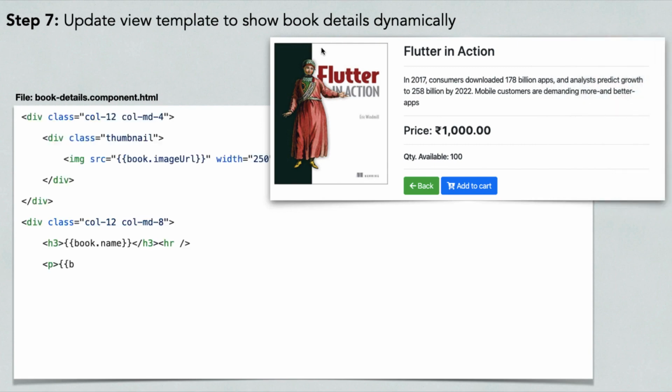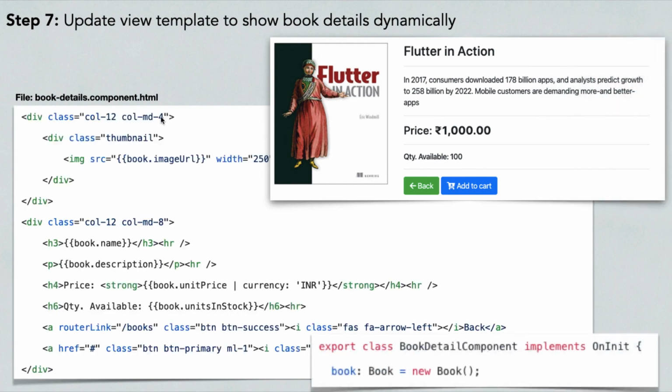And the last step is to update the view template to show the book details dynamically. So within the book details view template, we're going to make use of the Angular interpolation to display the book information.